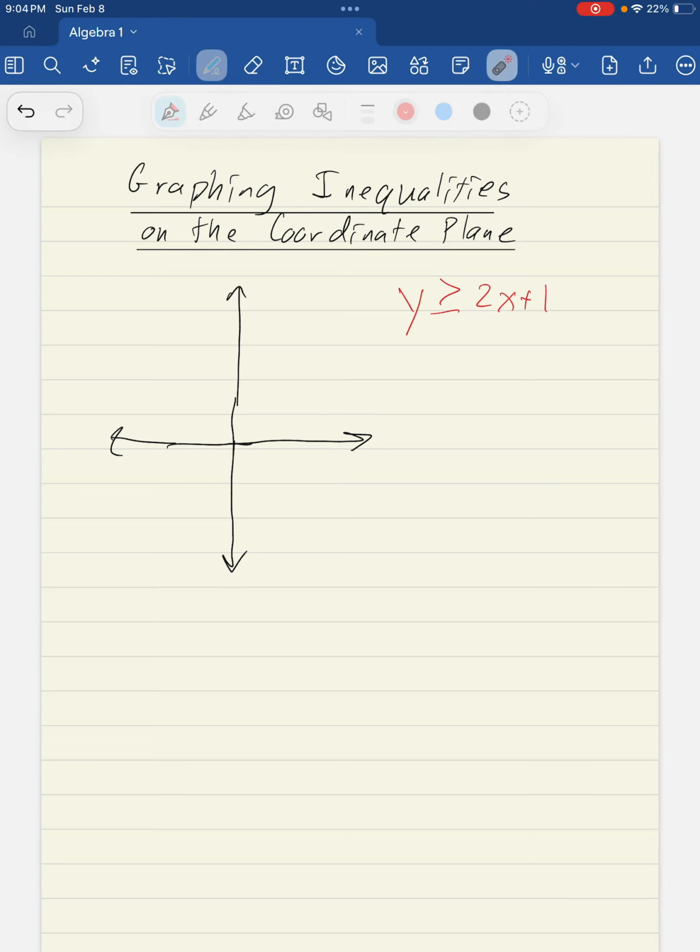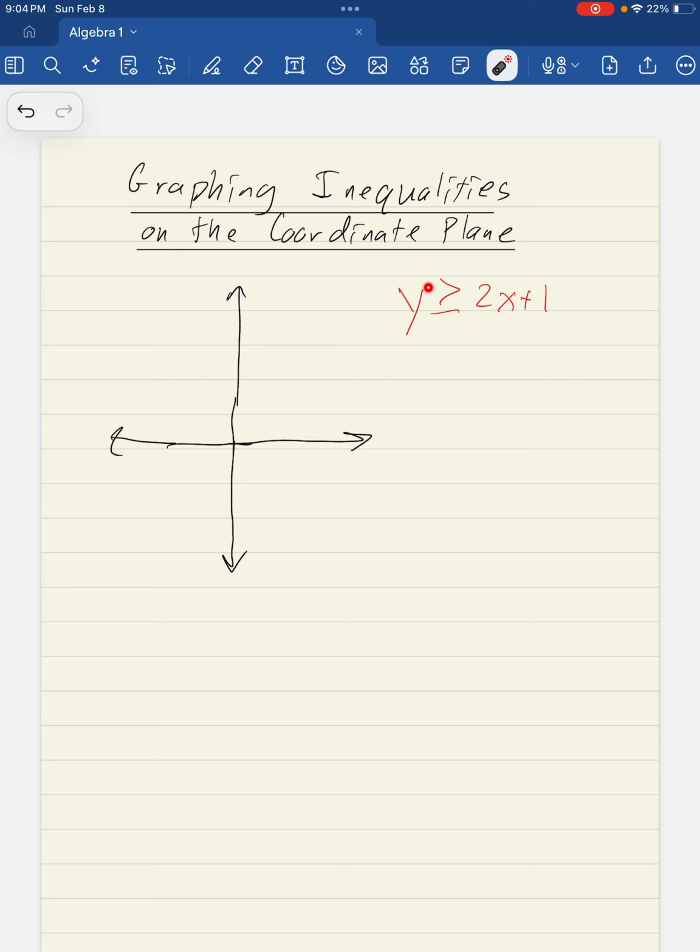Welcome back, and today we're going to talk about graphing inequalities on a coordinate plane. This is a review lesson because the next lesson is going to be graphing systems of inequalities. So we want to make sure that we are able to do the classic, just a single inequality on a coordinate plane before jumping onto a system.